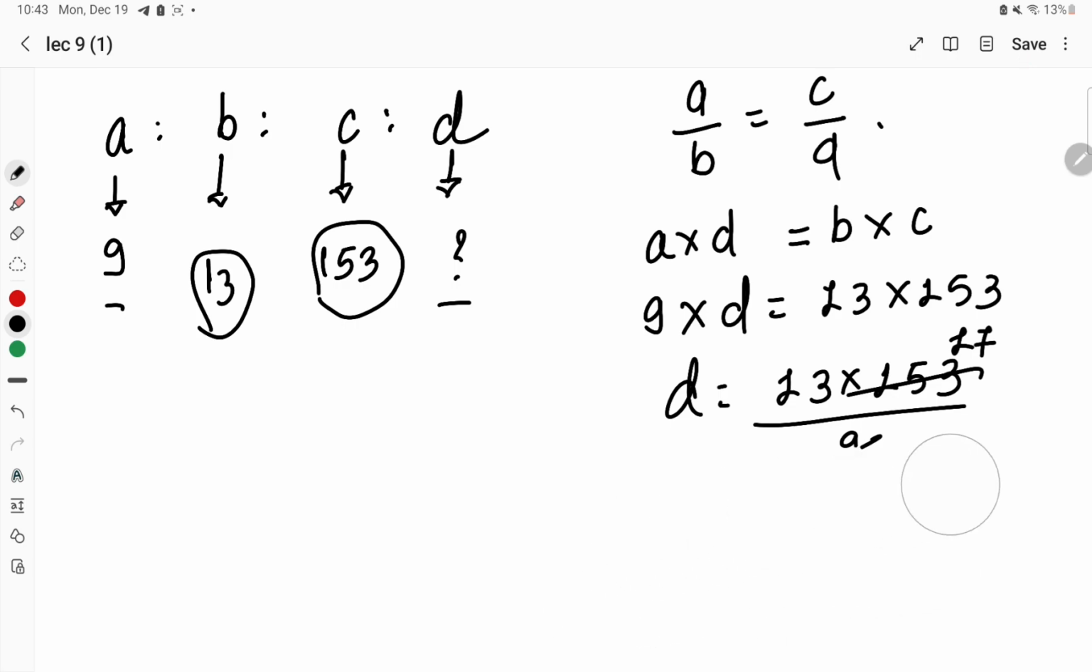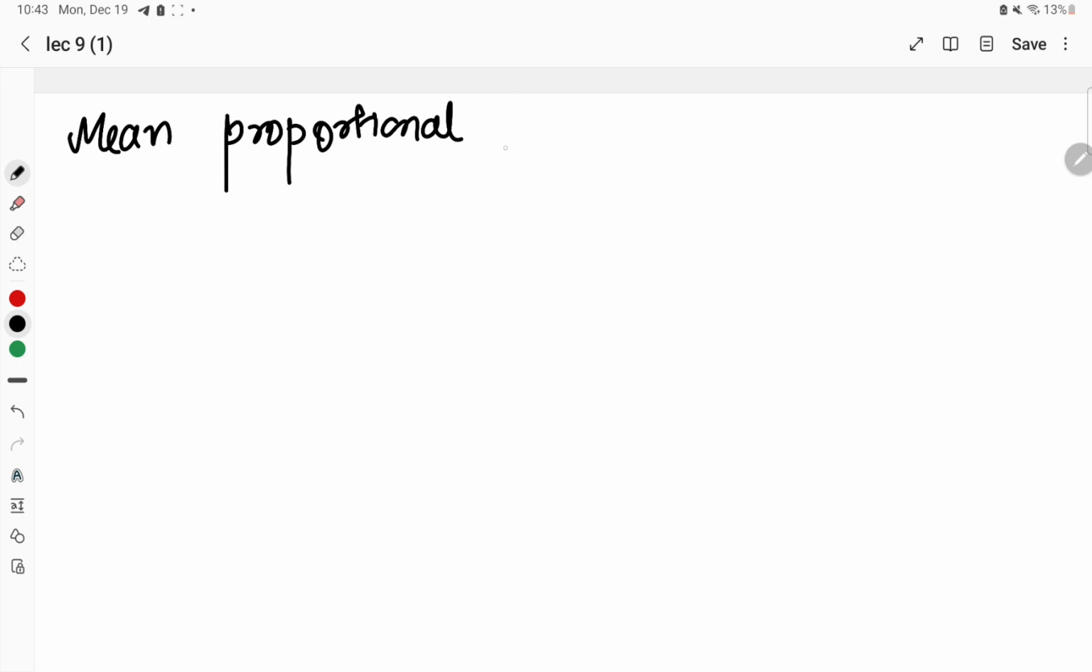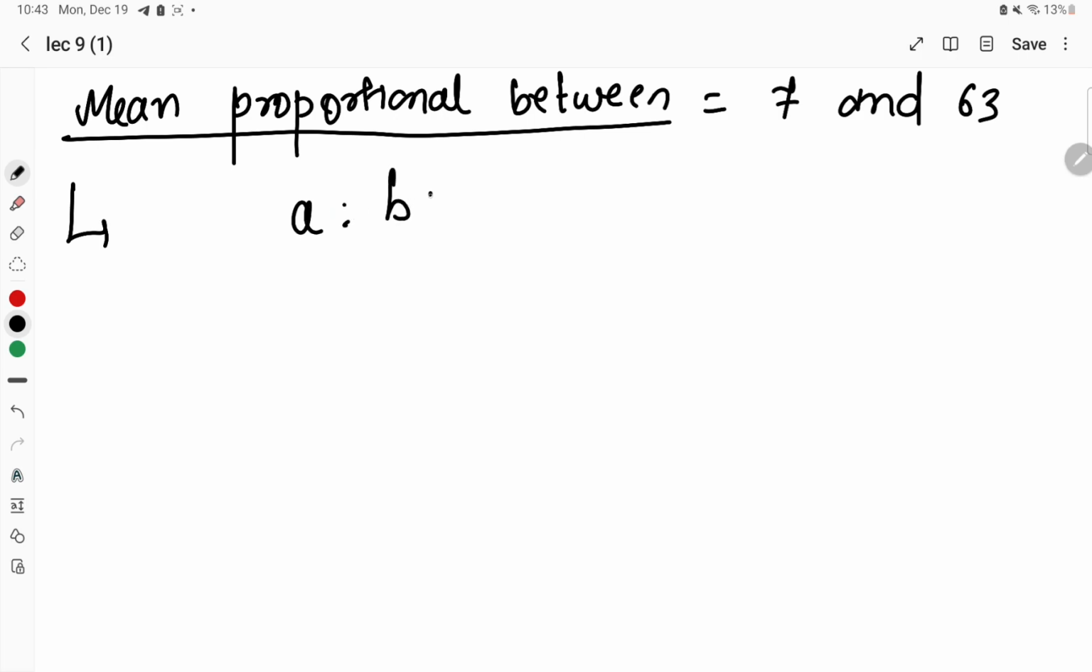Now, this was all about this question. Next, if we have to find the mean proportional between two values, for example, I am giving here 7 and 63. This is one type of question. Here, what is given? We have to find the mean proportional between the values 7 and 63. It means that there are three values.